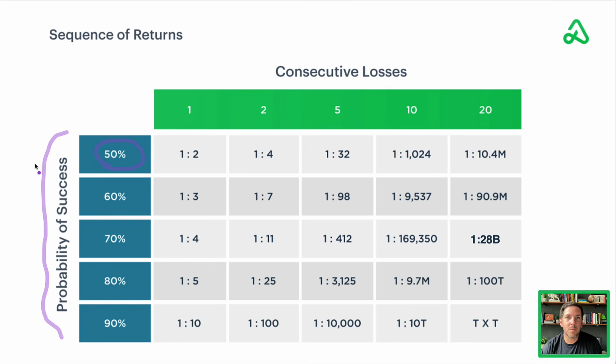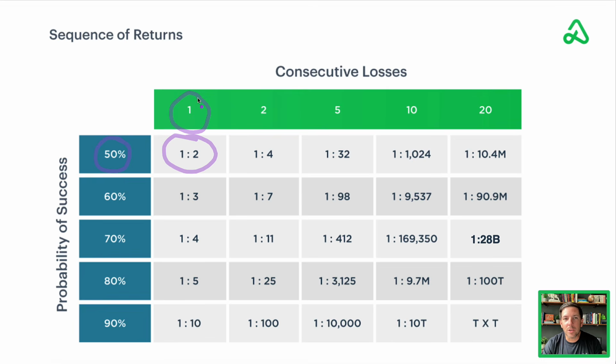So this would essentially be a coin flip. You just flip a coin. There's a 50% chance it's heads, 50% chance it's tails. So this would be a 50% probability of success. And what this shows is that if you have a 50% probability of success, the odds of seeing one consecutive loss in a row is basically 1 in 2. Now this makes sense because 1 out of every 2 flips statistically is going to be a loser, right? So if you were to flip a coin, you could see heads or tails 1 out of every 2 times. Makes total sense, right?